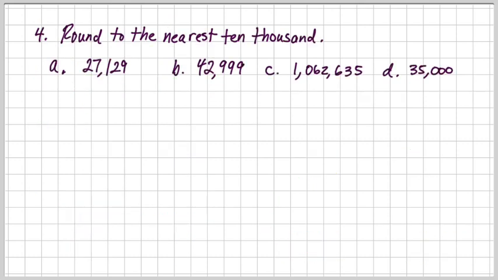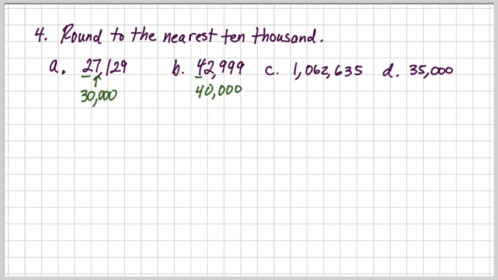Round to the nearest 10,000. So now we're going to look at the 10,000s place. Here the 7 is going to cause us to round that up to 30,000. And we have the 4, and this time we're not moving it up. We're going to keep it as a 4, so it'll be 40,000. If we're counting by 10,000s, 10,000, 20,000, 30,000, 40,000, 50,000, you can see this number is closer to 40,000 than it is to 50,000. That's why we are rounding down.